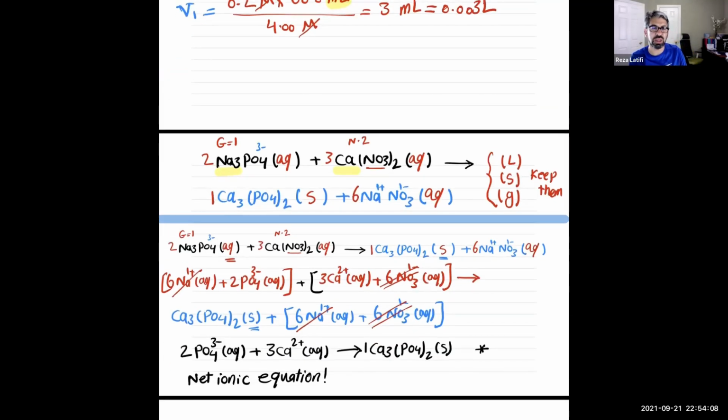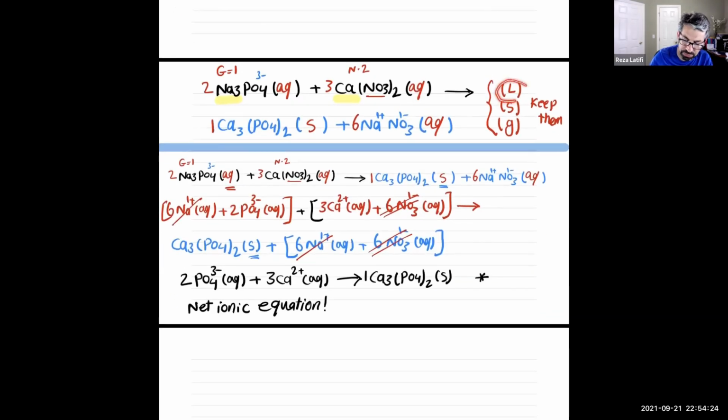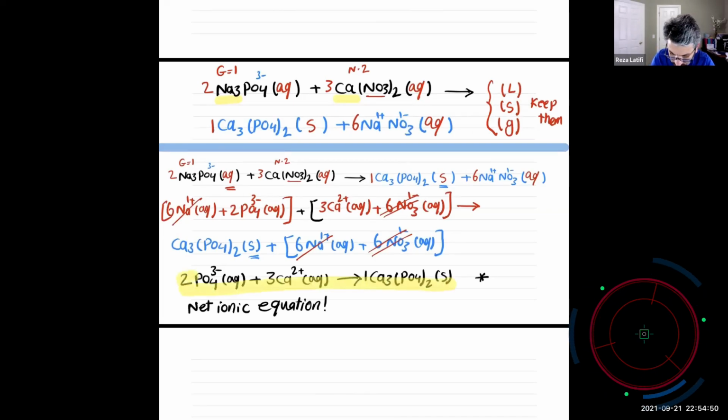I showed you how to write the state of each compound, how to get the product. The top one, I'm talking about this, is the overall molecular formula. I broke it down to ions, and I said stay away from any compound that has L, S, or G. Keep them as they are. The rest, break them to ions. And I did it. I crossed the common stuff, cross out the arrow, and I wrote whatever is left. And this is my net ionic equation.